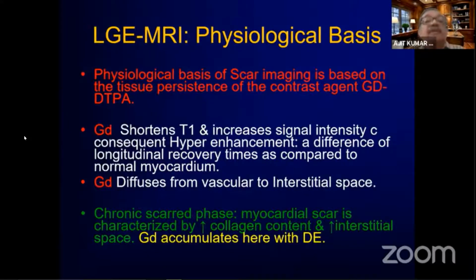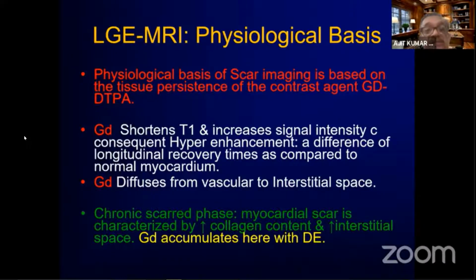Now, what is the physiological basis of the late gadolinium enhancement, which is probably one of the bases of this MRI assessment in heart failure? The physiological basis of scar imaging is based on the tissue persistence of the contrast agent gadolinium. What does the gadolinium do? It shortens the T1 and increases signal intensity with consequent hyperenhancement, a difference of longitudinal recovery times as compared to the normal myocardium. The gadolinium diffuses from the vascular to the interstitial space and remains there.